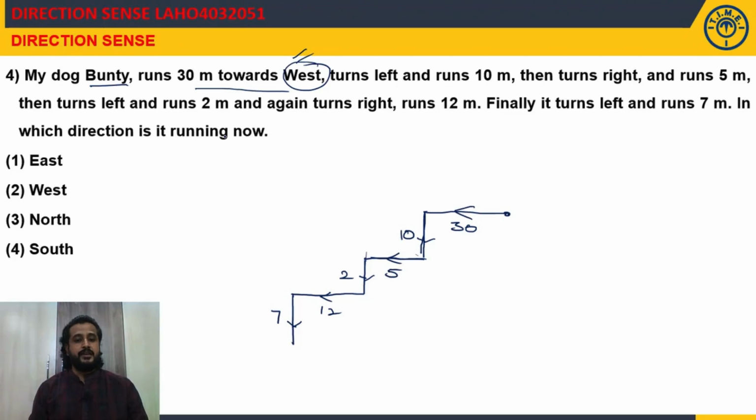Now, in which direction is he running now? Dog Bunty is running towards which direction? It is which direction? South. So your answer will be south. So, choice 4. Simply what they are asking is, Dog Bunty is heading towards which direction? It is running towards south. So, choice 4.